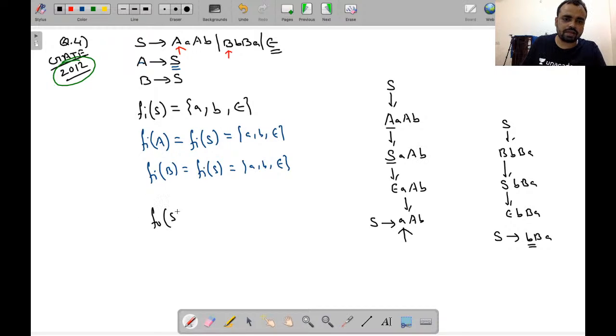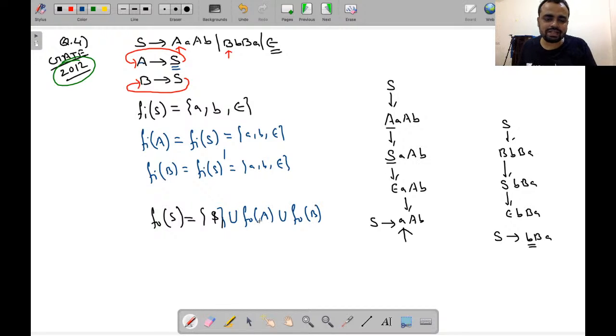The follow of S. So my dear friends, the follow of S is by default dollar, and from here the follow of S is equal to follow of A, and follow of S is equal to follow of B. So what we can write: dollar union follow of A union follow of B. So until and unless we have the follow of A and B, we cannot find this out. Okay, so first of all, try to find out the follow of A.